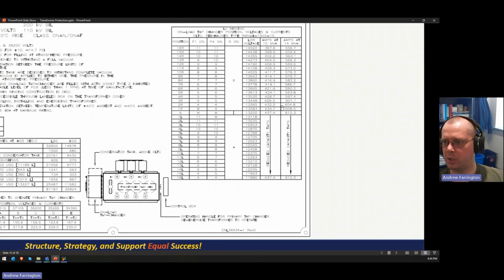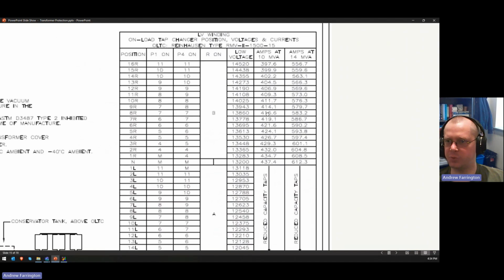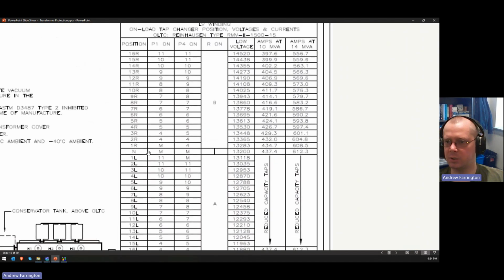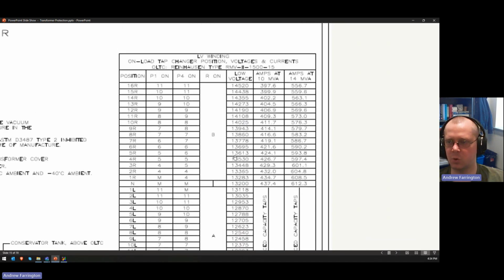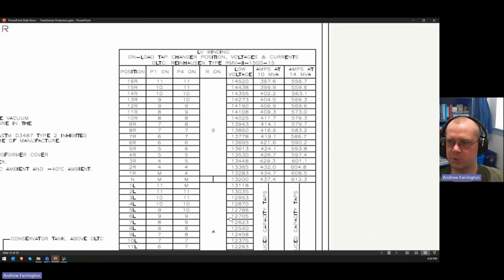There's also the load tap changer positions. You can see this is the neutral position, and that's at the 13.2 kV nominal rating for the transformer. And then it has 16 positions that are raising the voltage, and 16 positions that are lowering the voltage. This is a total of plus or minus 10% of the nominal low side voltage rating.